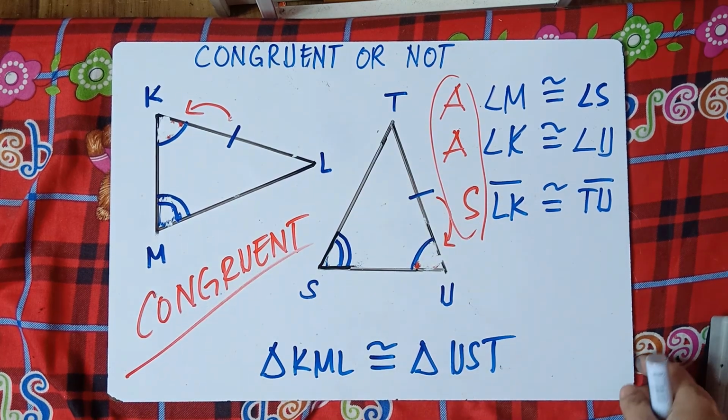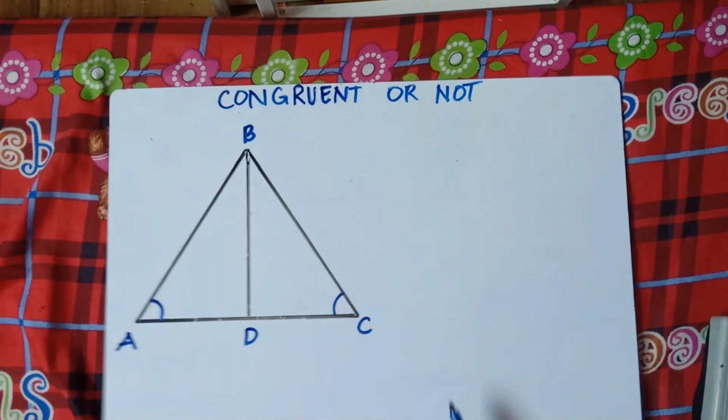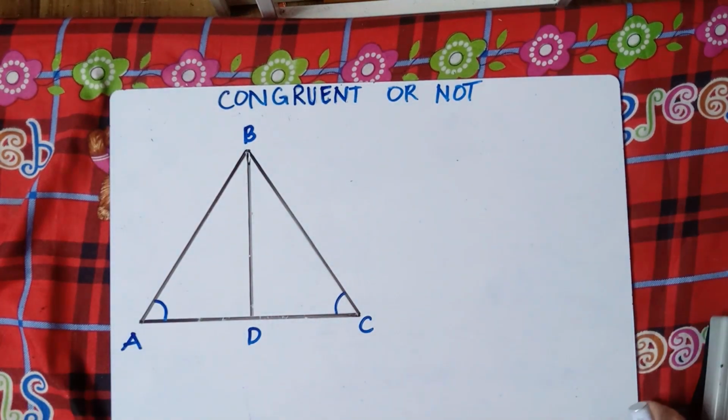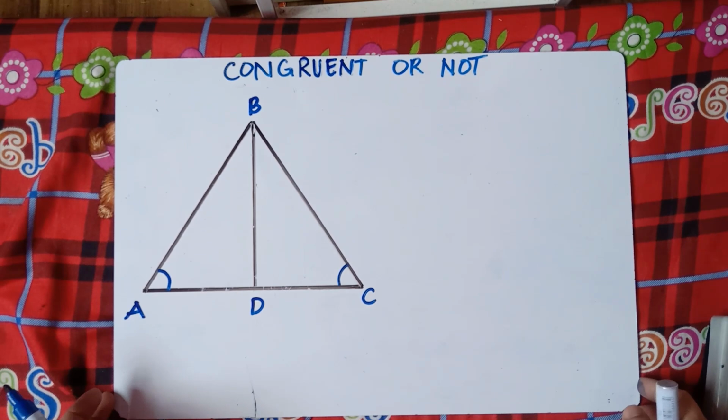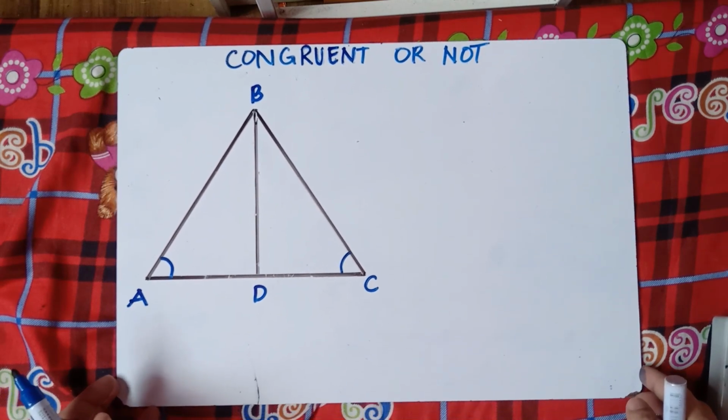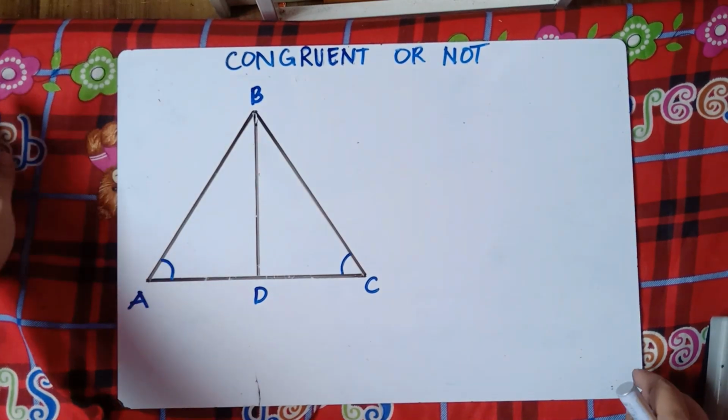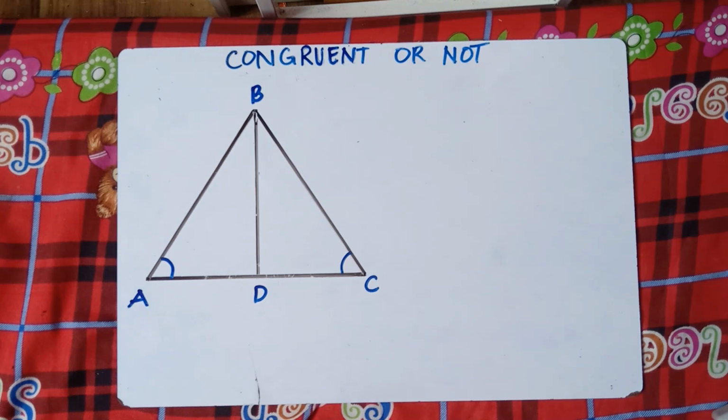Let's try another example. What if we have this given example? We only have 1 marking. Oh, okay, we only have 1 marking. So can you conclude? You will not say, class, that these 2 triangles are not congruent directly.